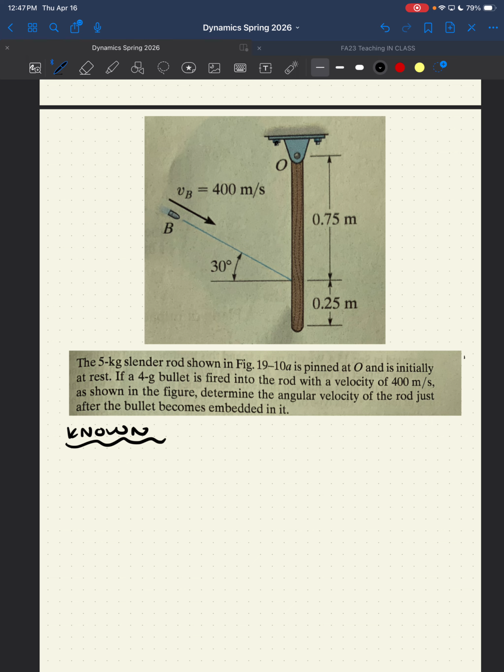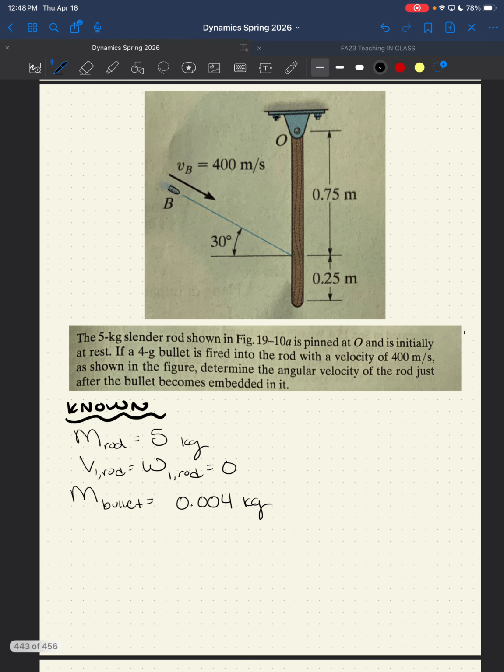So the 5 kilogram slender rod, M rod equals 5 kilograms, shown in this figure above, is pinned at O and is initially at rest. So V1 rod equals omega 1 rod equals 0 because we're at rest. And then a 4-gram bullet is fired into the rod with a velocity of 400 meters per second. So mass of bullet equals 0.004 kilograms. It's fired into the rod with a velocity of 400 meters per second.